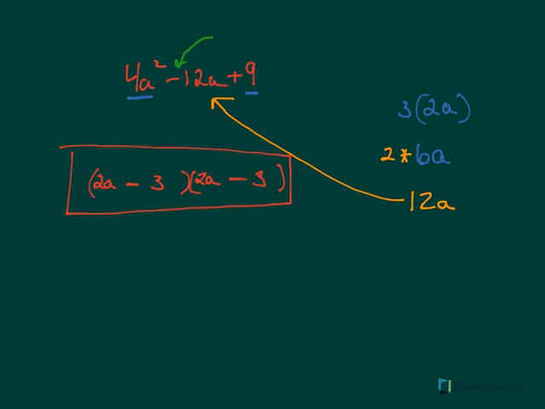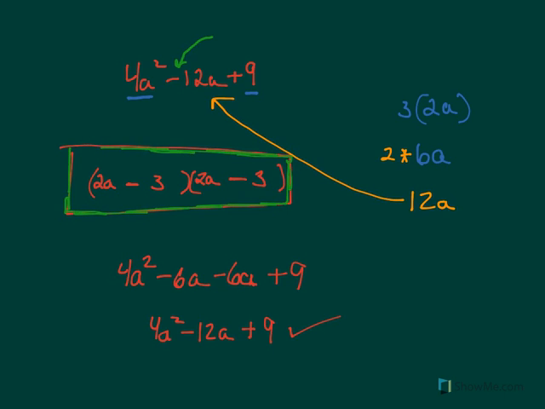As always, you can check it by multiplying. 2a times 2a is 4a squared. 2a times a negative 3 is negative 6a. Negative 3 times a 2a is another negative 6a. And negative 3 times negative 3 is positive 9. So if we simplify, we get 4a squared minus 12a plus 9. So that's what we had originally, so looks like it checks out. So again, these are your two factors.